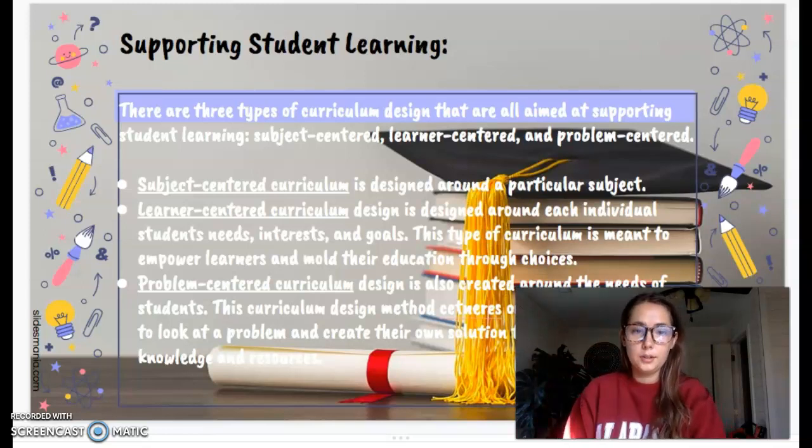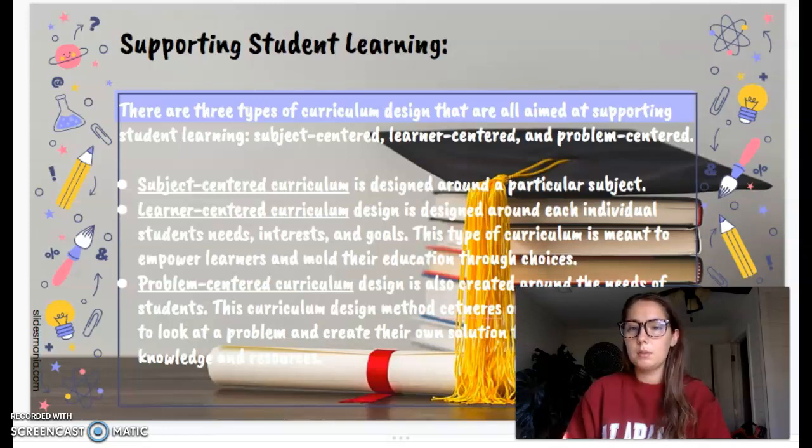But learner-centered curriculum design is based around the student's specific needs, interests, and goals. It's meant to empower students and shape their education through their choices. So if a student has a certain preference or a learning style, learner-centered curriculum kind of molds the education that they're going to get based on those needs and interests. And problem-centered curriculum design is also created around those specific needs of students.